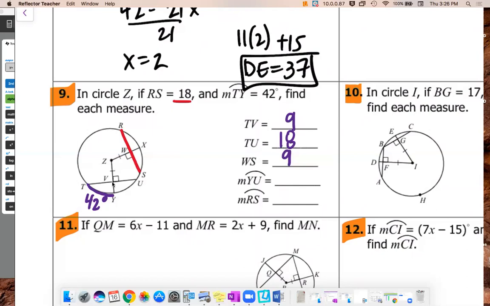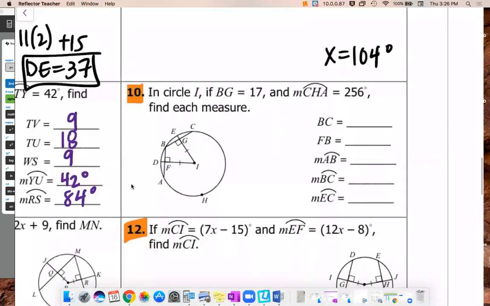So we do know that this is cutting not only the chord in half, but also the arc in half. So that means that this measure of this arc has to be the same as this one right here. So this has to be 42 degrees. And then you want the measure of RS. Well, you know these arcs are congruent. So you just do 42 plus 42, and you get that this is 84 degrees.